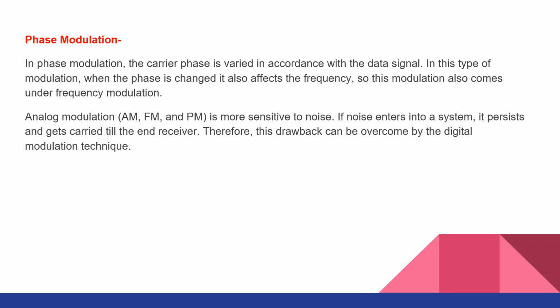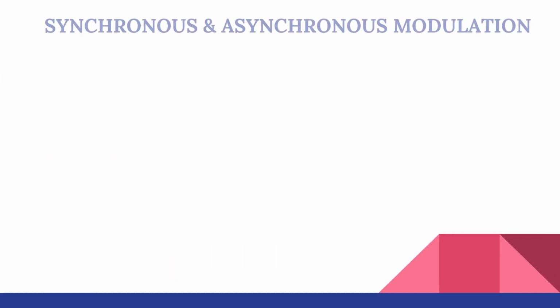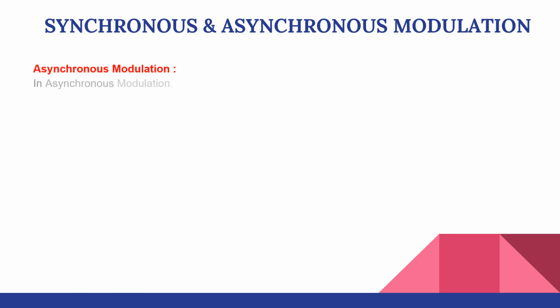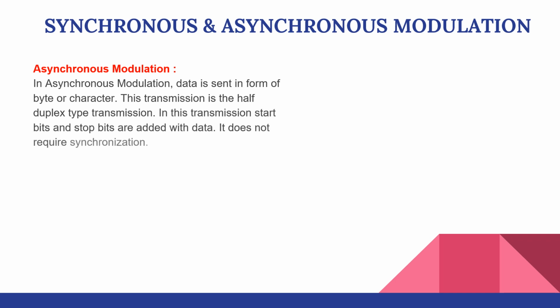Now, the last topic we will start, that is synchronous and asynchronous modulation. Starting with asynchronous modulation. In asynchronous modulation, the data is sent in the form of bytes or characters. This transmission is the half duplex type. In this transmission, start bits and stop bits are added with data. It does not require synchronization.